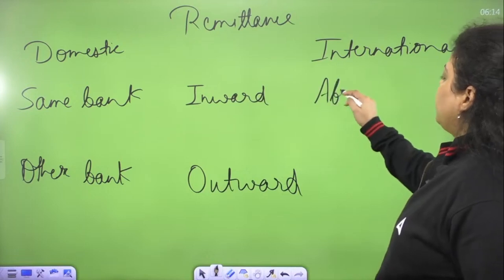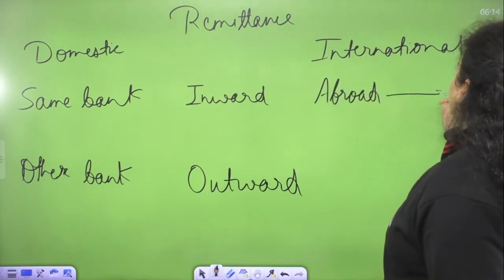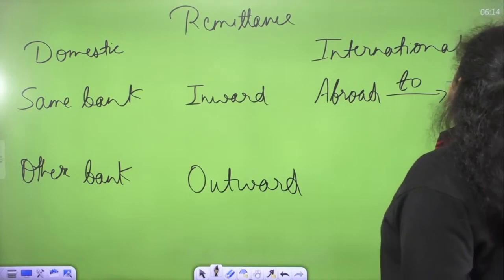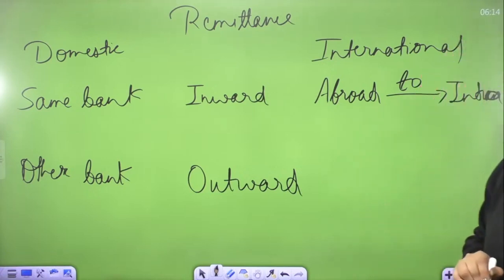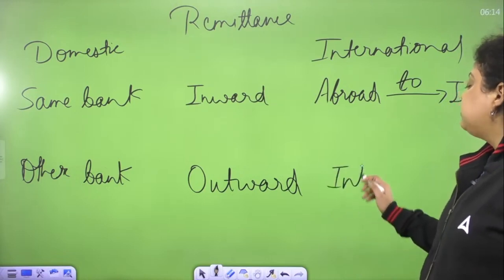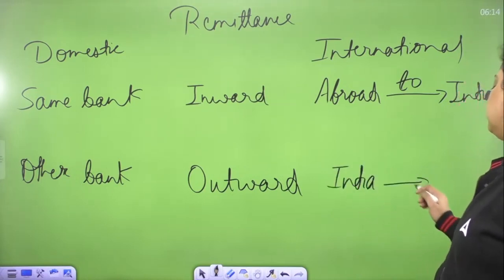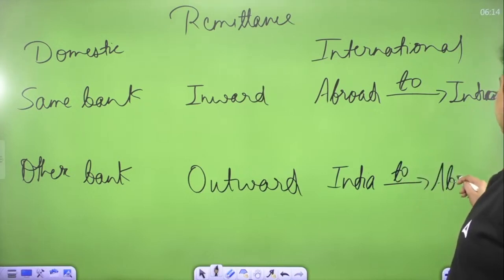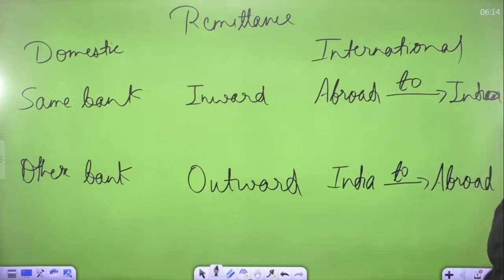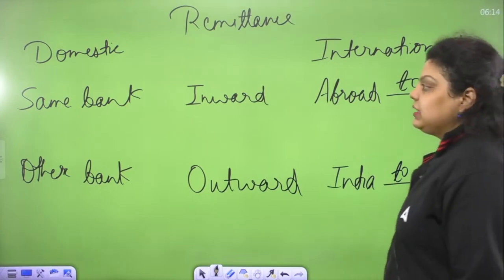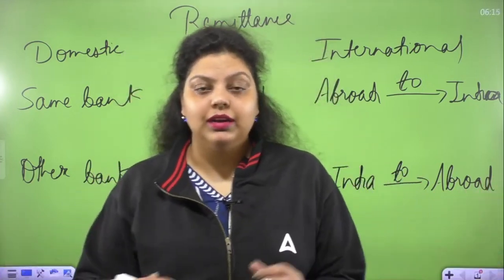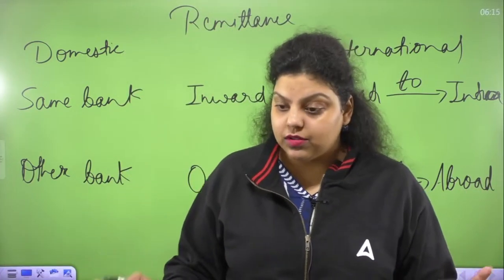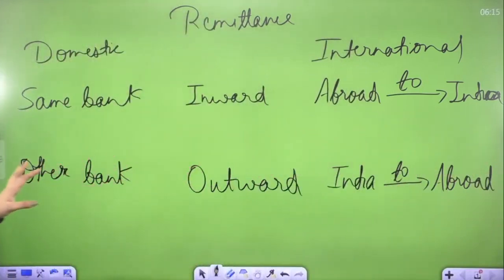When it comes to international remittances, inward international remittance means money is coming from abroad to India. When the fund is transferred from abroad to India, that is known as your inward transfer, or inward remittance. Outward remittance is when money is transferred from India to abroad. So do remember, in domestic remittance, inward and outward will be different. In international remittance, the meaning of inward and outward remittance will be different, right? So you have to remember both here.